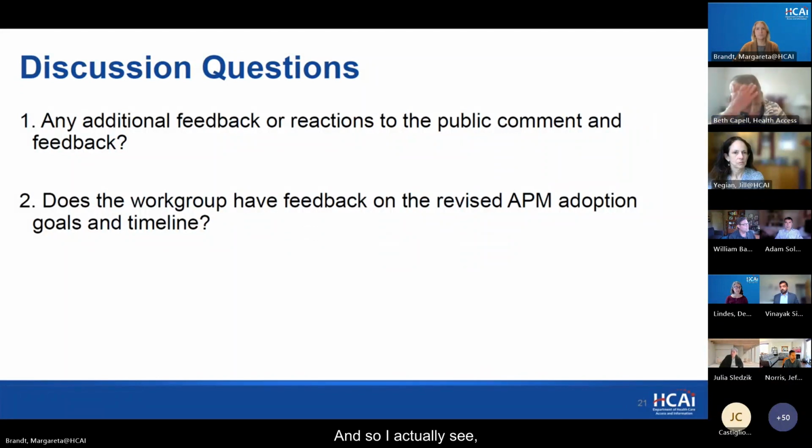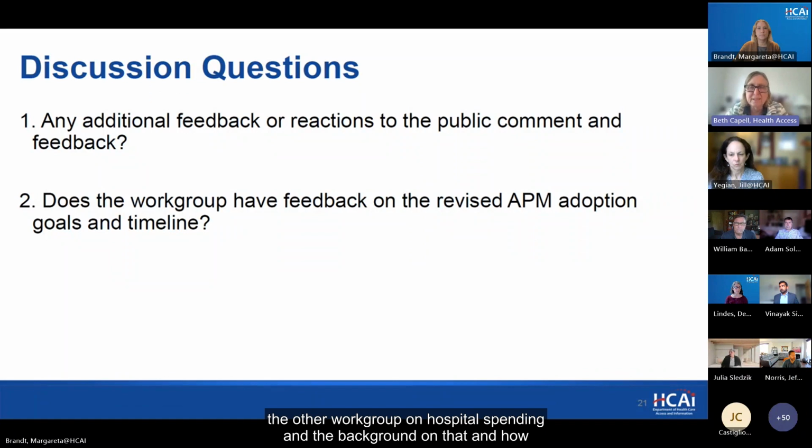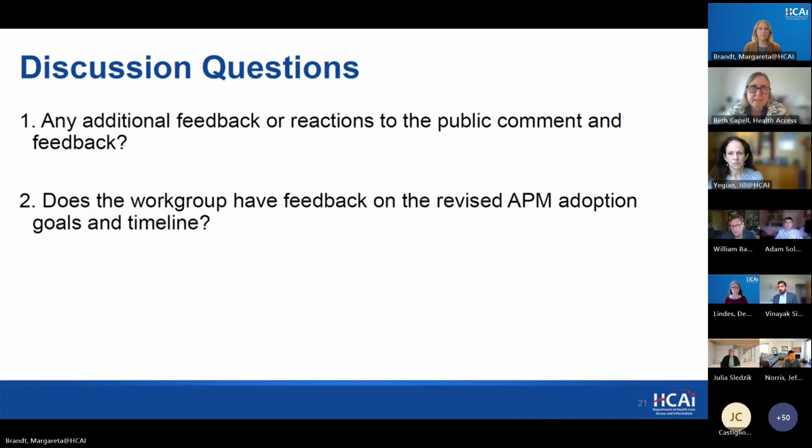And so I was just re-reviewing this morning the other work group on hospital spending and the background on that, and how thoughtful OHCA is being in trying to distinguish hospital spending, specialist spending, and primary care spending. So I would just say this is part of that larger body of work. And so that is, I think, the way we're thinking about it.